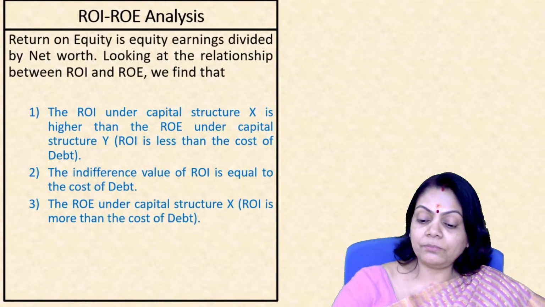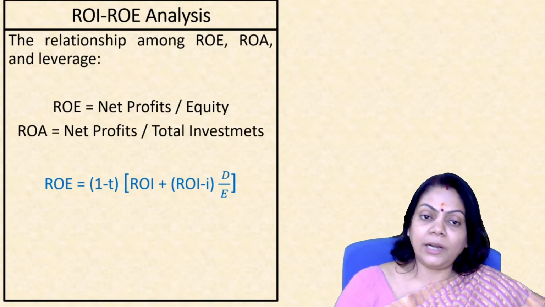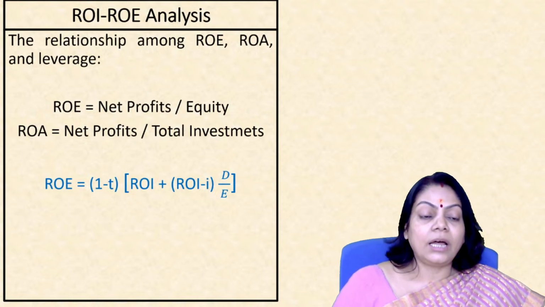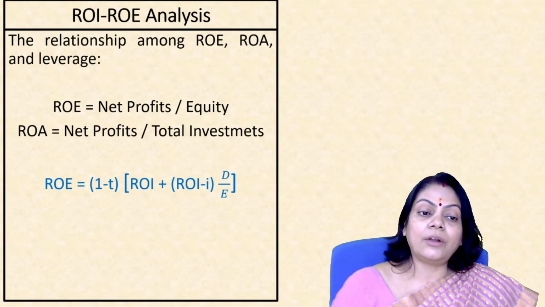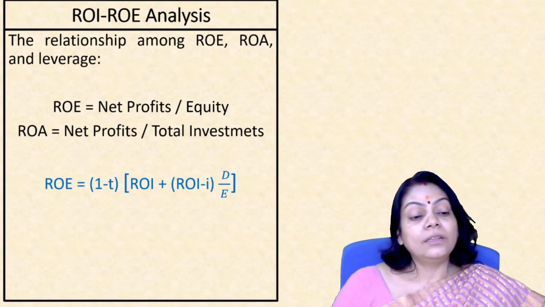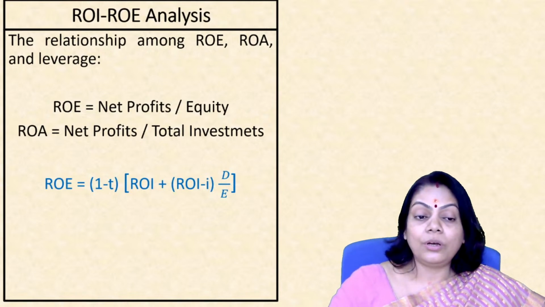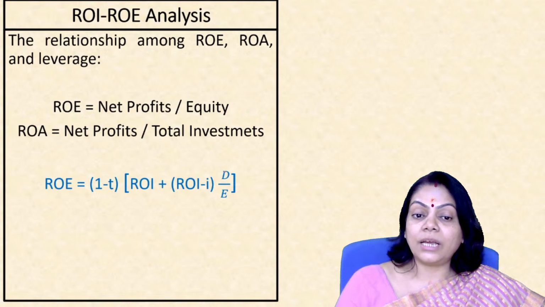Now see, the relationship is shown here. ROE is net profit by equity. This is not ROA, this is actually ROI. ROI is net profit by total investment. Now how do ROE and ROI relate to each other? The ROE is (1 minus tax) into ROI, plus (ROI minus I) into debt by equity, which is the leverage. This part is my leverage part.